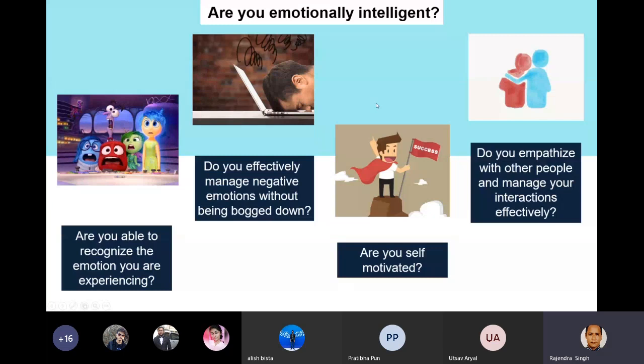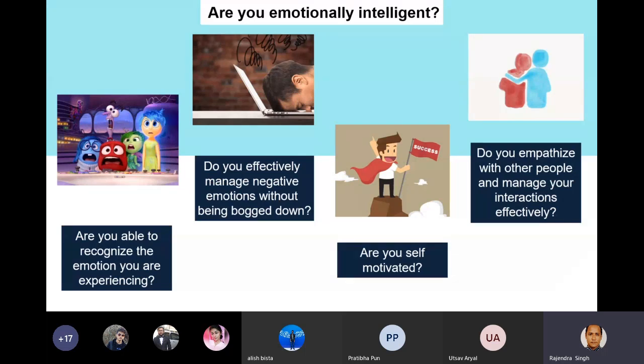Moving forward, there's another question here. Do you effectively manage emotions without being bogged down, especially negative emotions? This can be positive emotions as well, right? So in the face of success, how do you manage your emotion? Do you get carried away by positive feelings and self-gratification, or are you able to keep yourself humble, even through personal successes?